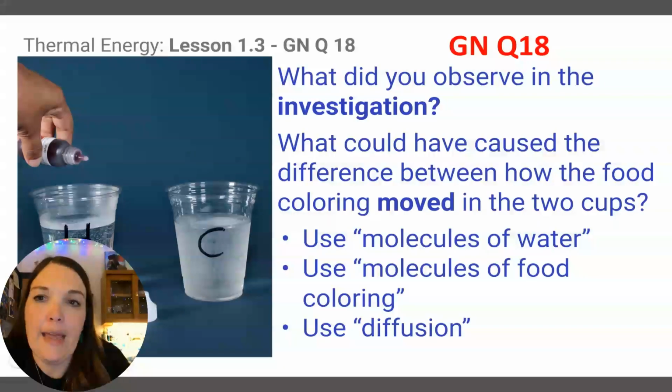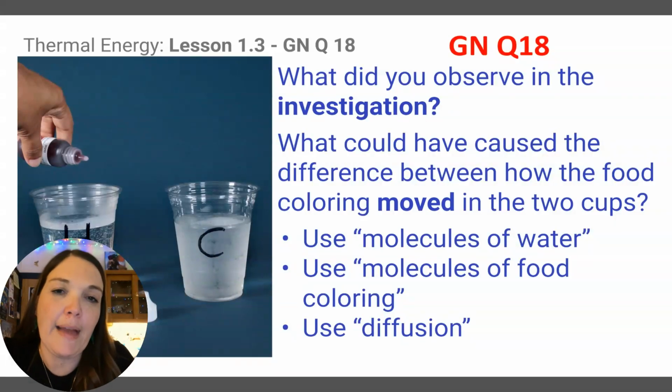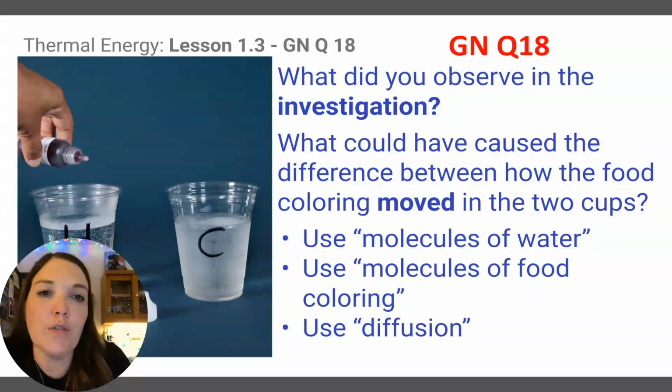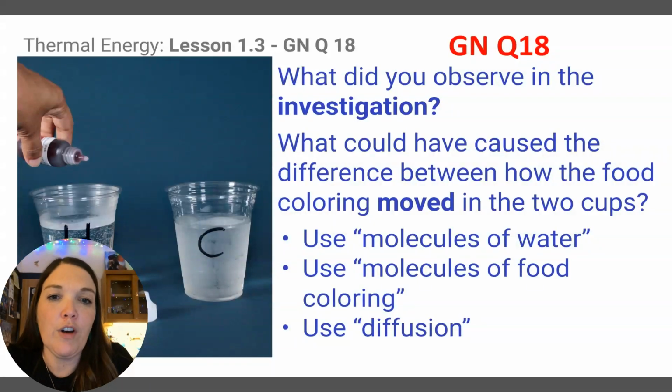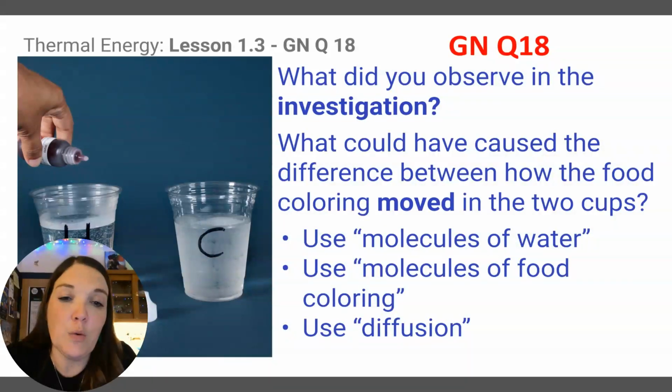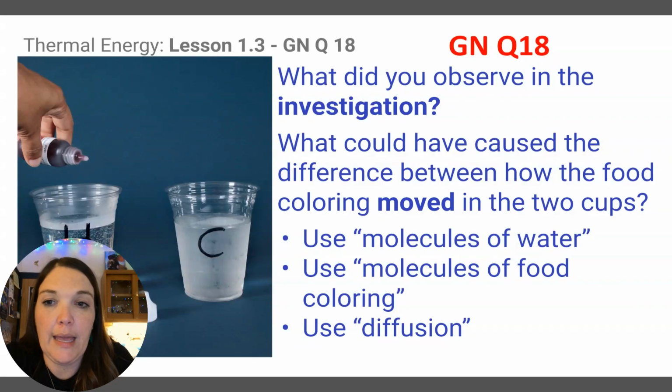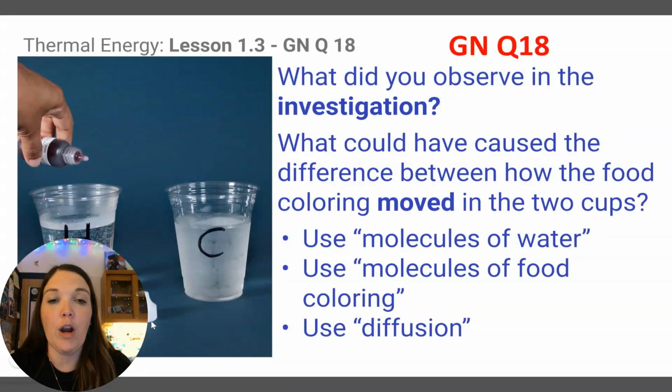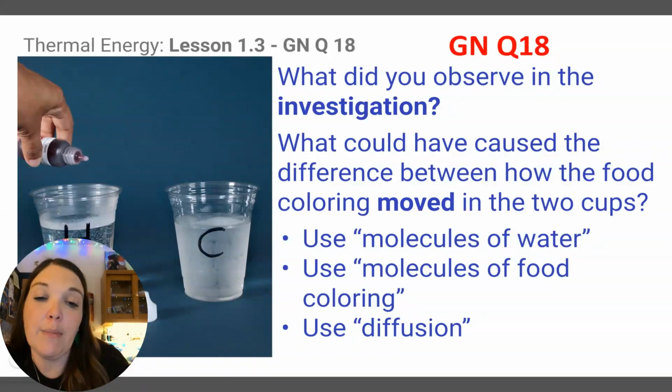Awesome. So we did an experiment with some food coloring and some hot and cold water. So Guided Notes question 18, we're going back to that for a little bit. What did you observe in the investigation? What could have caused the difference between how the food coloring moved in the two cups? Use the words molecules of water, molecules of food coloring, and the word diffusion in your explanation. So take a second, record that in Guided Notes question 18. Think about it real hard, what we've already learned about molecules and about diffusion.